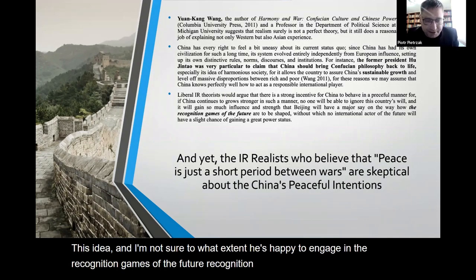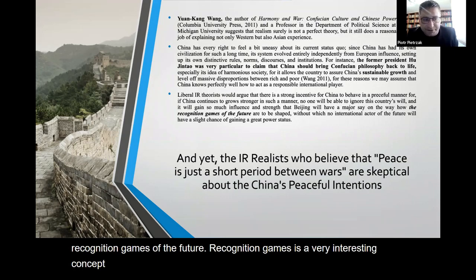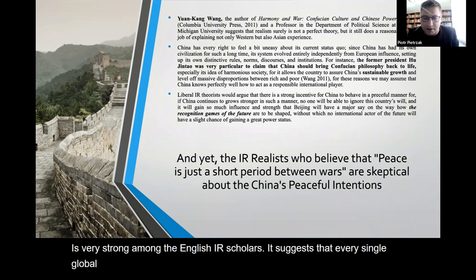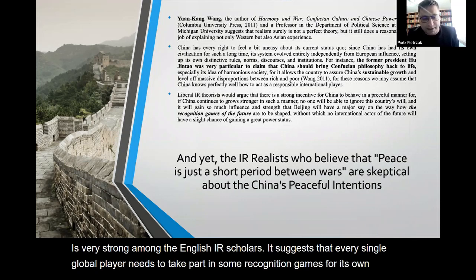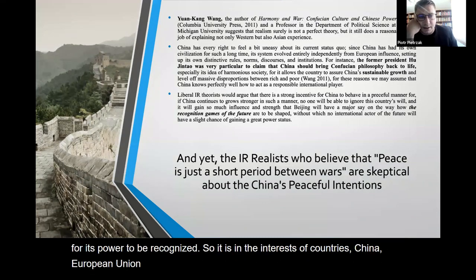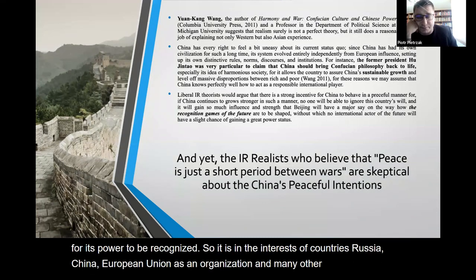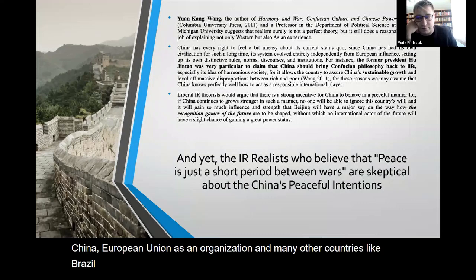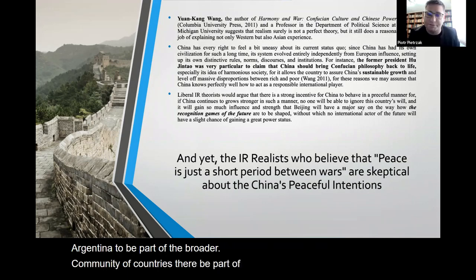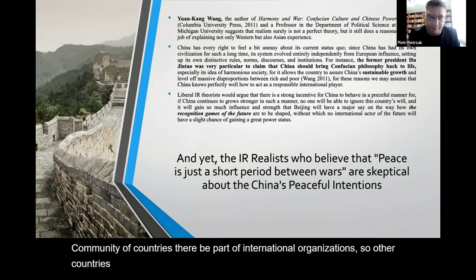Recognition games is a very interesting concept. It is very strong among the English School IR scholars. It suggests that every single global player needs to take part in some recognition games for its own sake, for its power to be recognized. So it is in the interest of countries like Russia, China, the European Union as an organization, and many other countries like Brazil, Argentina, to be part of the broader community of countries, be part of international organizations, so other countries recognize their importance.